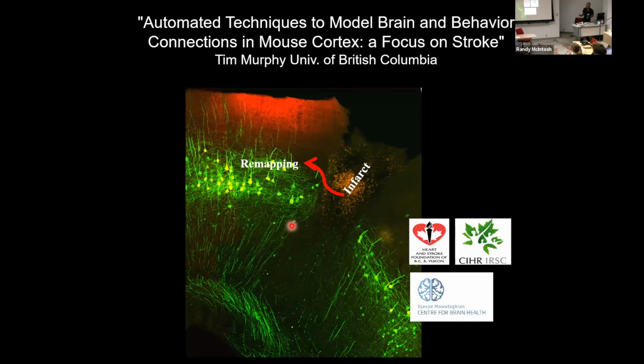So I'm going to talk about automated techniques to model brain and behavior connections in mouse cortex, and our lab focuses on stroke damage and stroke recovery. I'm not going to talk that much about stroke. We're developing methods to apply them to stroke. I'll mostly talk about automation of brain imaging in mice, and then some approaches using synthetic data to sort of leverage the training of machine learning models.